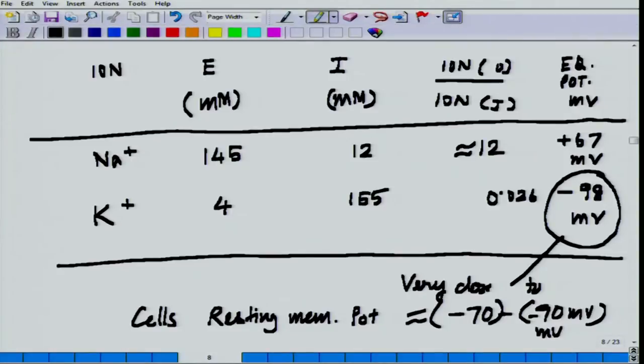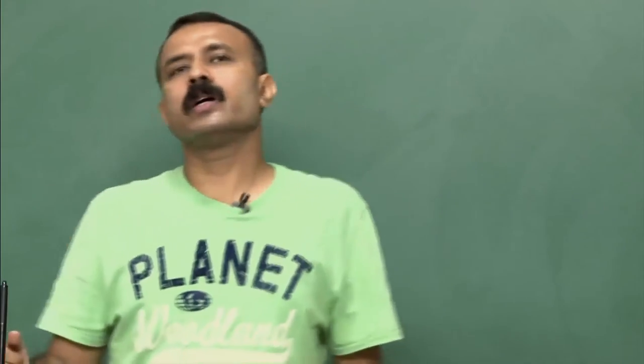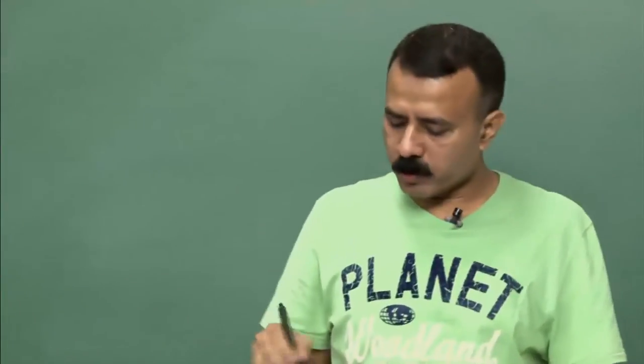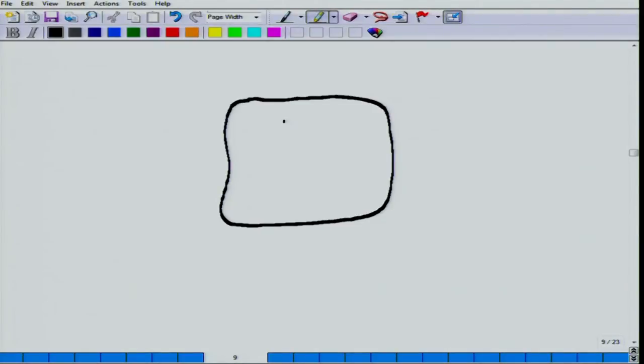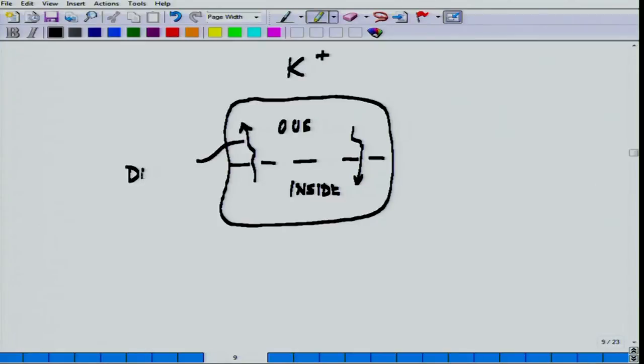This is so because potassium is fairly leaky. If we were to draw this, with the outside, a semipermeable membrane, and the inside of the cell, you will see there is always a slight degree of diffusion of potassium out of the cell, and the entry is because of conduction. So, always there is potassium which diffuses out.